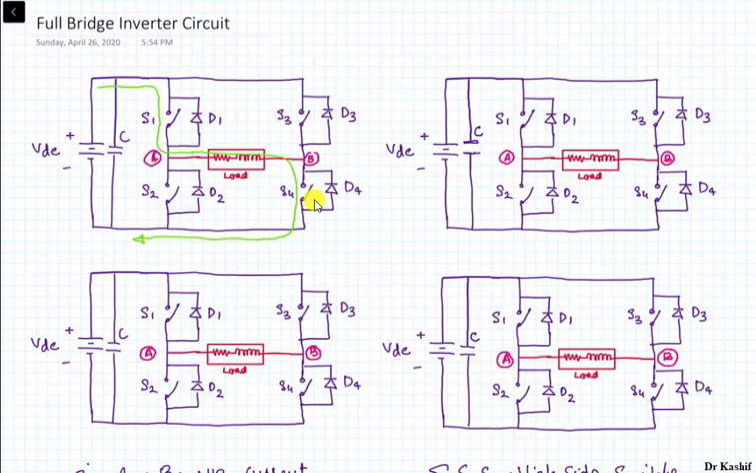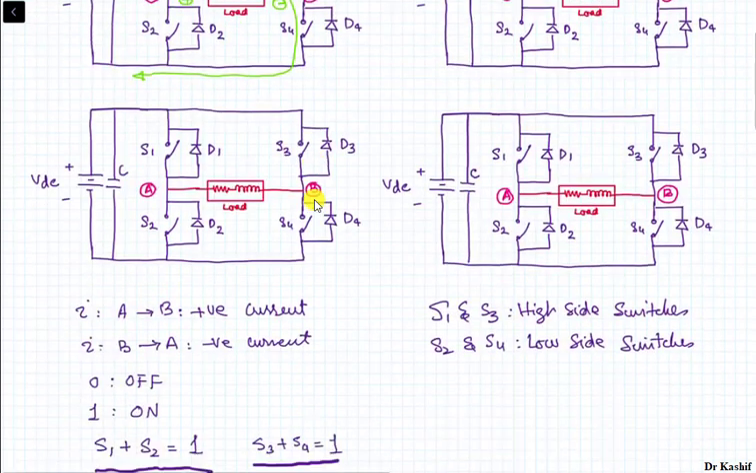So the inductive load will store the energy, and the stored energy will be half Li square. There will be a gradually increasing current because of the inductive load. So in this case, the voltage across the load will be equal to the DC supply voltage, and the polarity will be this one: positive at terminal A and negative at terminal B. So let's note down in the table.